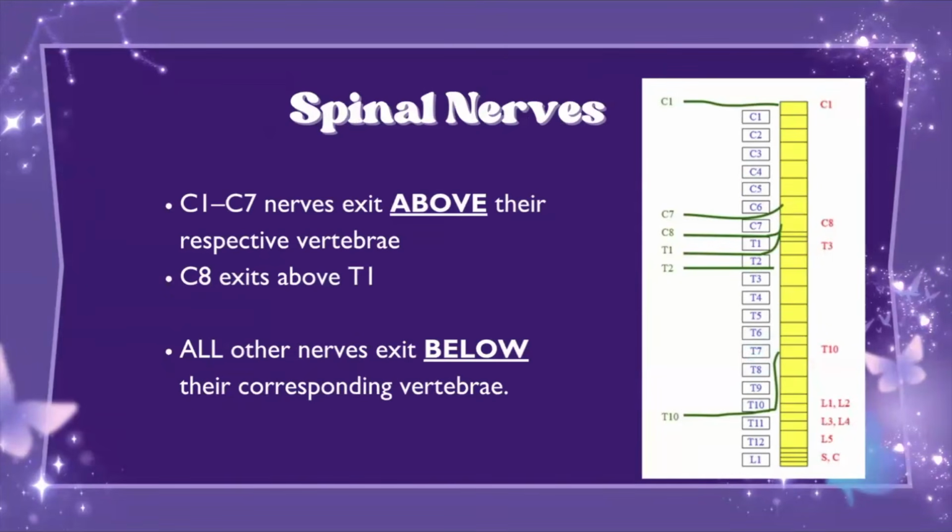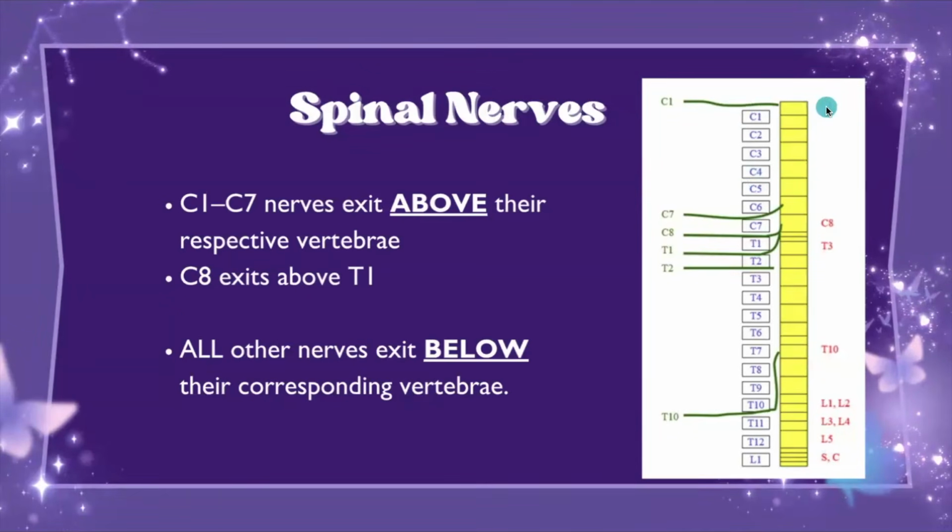Okay, so remember how we said that we have 33 vertebrae, but we only have 31 spinal segments or pairs of spinal nerves. A general rule of thumb is that all these cervical spinal nerves exit above their corresponding vertebral level. All of them except for C8, okay? C8 exits above the T1 vertebra. All the other cervical nerves exit above their corresponding vertebral level.